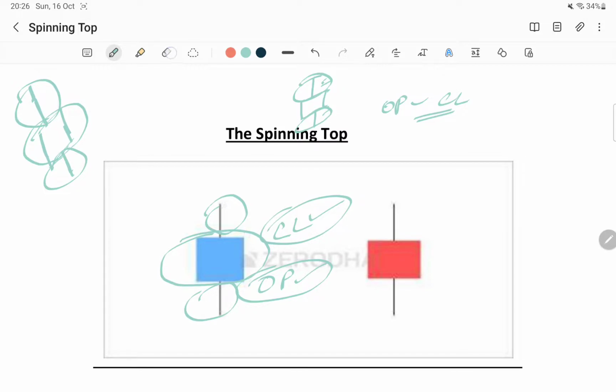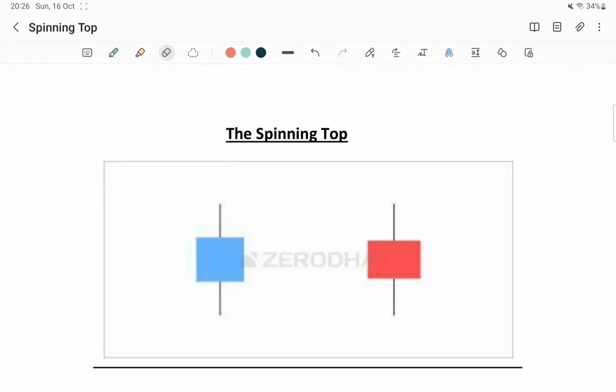If you see here, I have taken two examples of spinning tops. You can clearly see in this candle, which is a green candle, this is the opening point and this is the closing point, this is the lower side and this is the higher side. If you see the shadow part, the upper shadow and lower shadow both look similar or the same. In the same manner, the body is quite small.